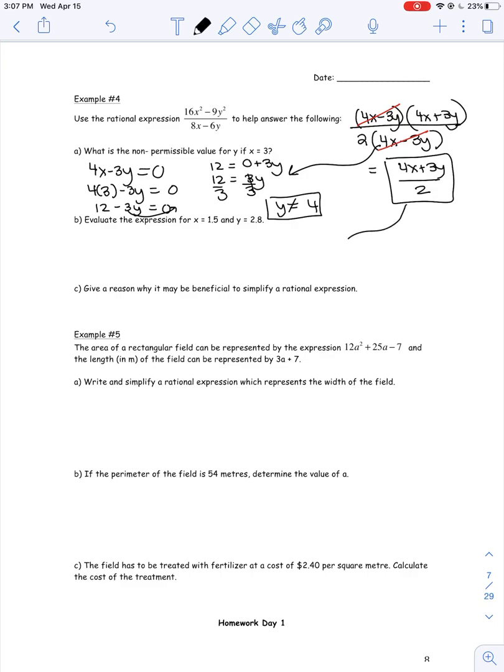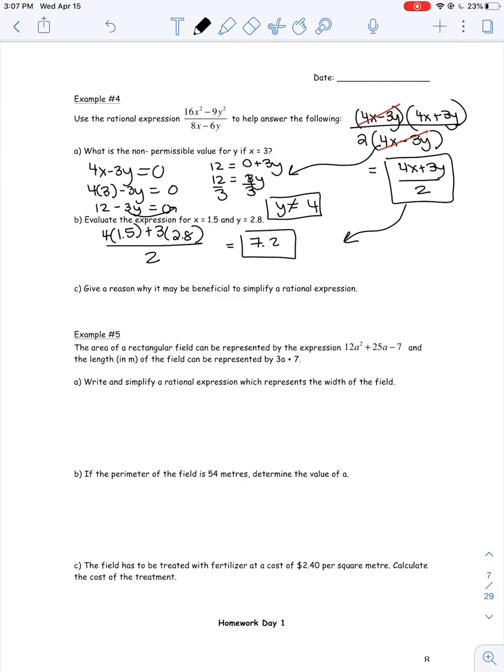Now they're saying evaluate our final expression from here with x being 1.5 and y being 2.8. So 4 times 1.5 plus 3 times 2.8, and divide that whole answer by 2. So in my calculator, I'm going to go 4 times 1.5 plus 3 times 2.8 and divide that answer by 2. You should get that the answer is 7.2.